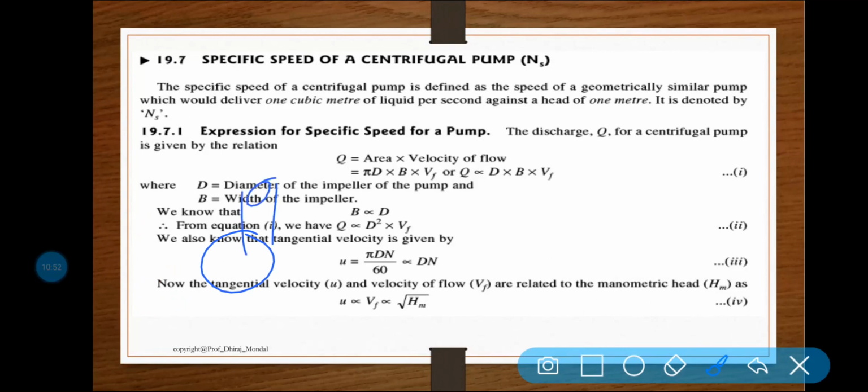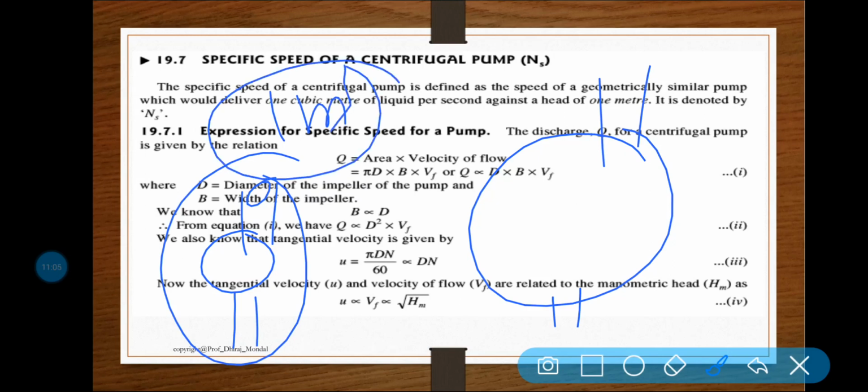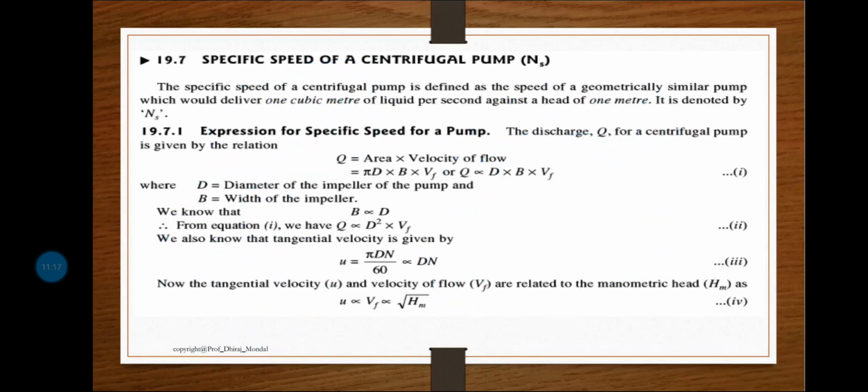That means, let us consider a small centrifugal pump, and this is a large scale centrifugal pump. Now for this centrifugal pump, if 1 meter cube of liquid is delivered per second against a head of 1 meter, then in this large scale centrifugal pump you will be getting the same amount of capacity.